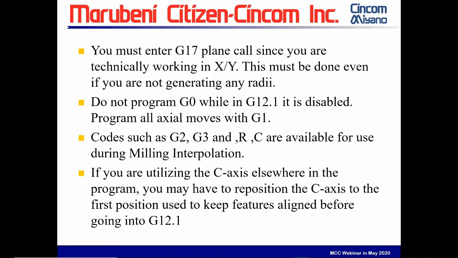If you're utilizing the C-axis elsewhere in the program, in other words, if let's say you're moving to do a cross drill in numerous places, you may have to reposition that C-axis back to 0 before you go into milling interpolation to keep the features aligned before going to G12.1. Otherwise, it takes the last C-axis position you used and bases the movement off of that, which can throw off any kind of phasing to a cross hole or any other feature that's been done.